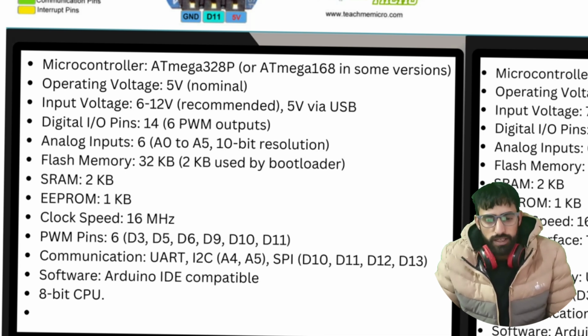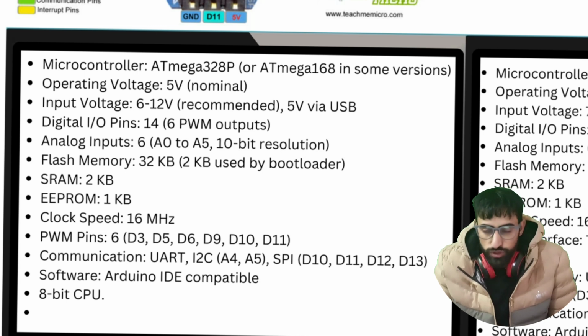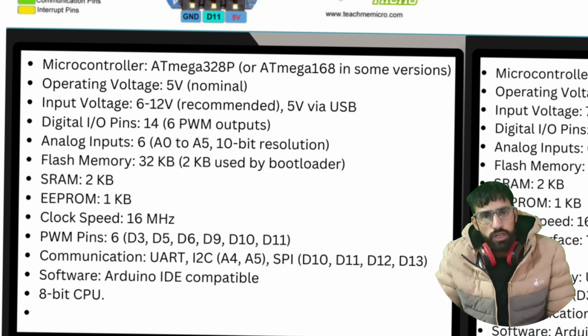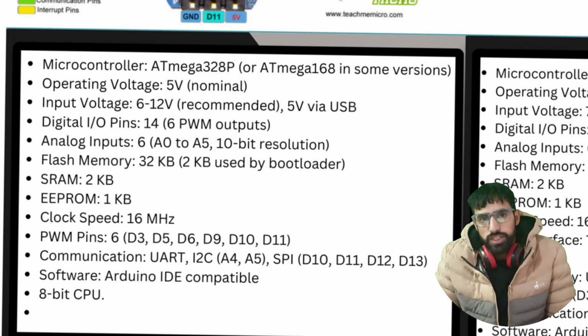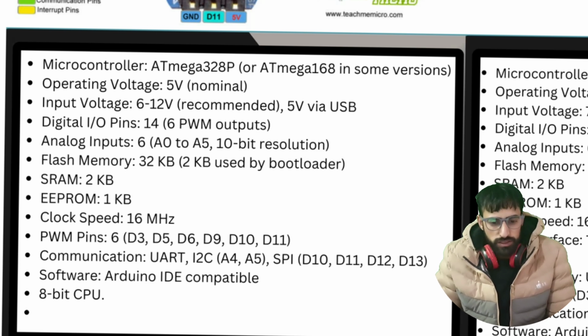A0 to A7. The flash memory of Arduino Nano is 32 KB, and 2 KB is used by the bootloader. Now talking about the SRAM of the Arduino Nano, the static RAM is 2 KB and EEPROM is 1 KB. Clock speed is 16 MHz and the PWM pins are D3, D5, D6, D9, D10 and D11.